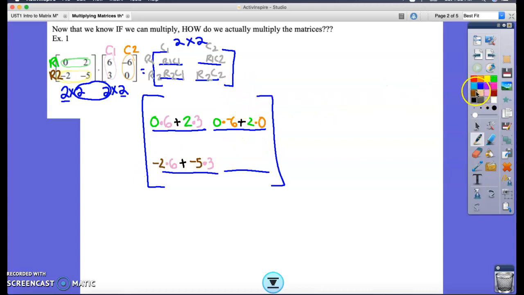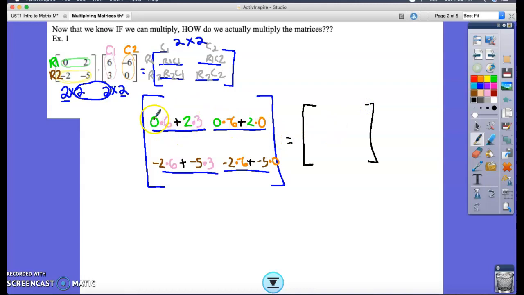So I'm going to do negative 2 and negative 5 again, and I'm going to pair them up with negative 6 and 0. And I add them. Okay. Now this is a lot of work for 4 answers, but this is how you get those 4 answers.